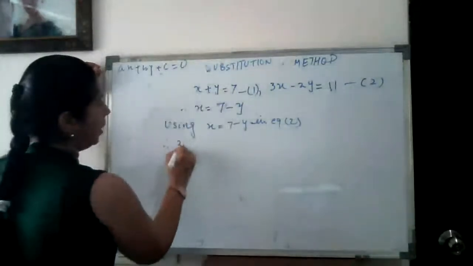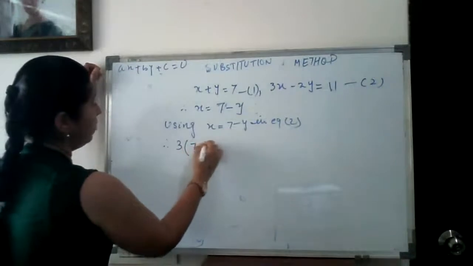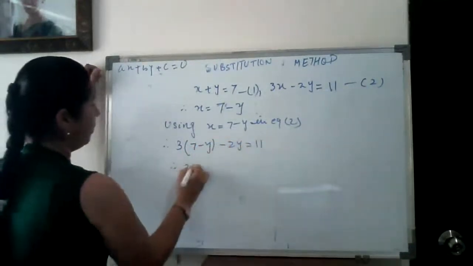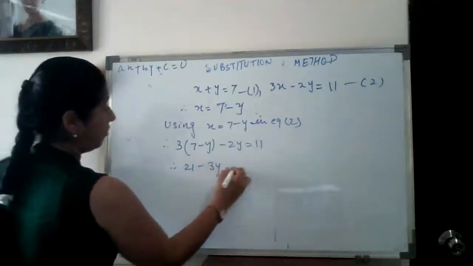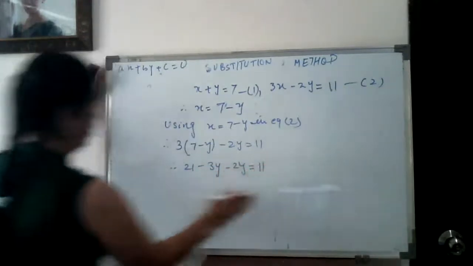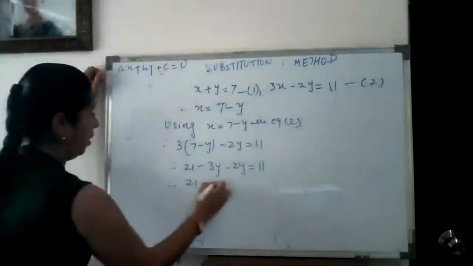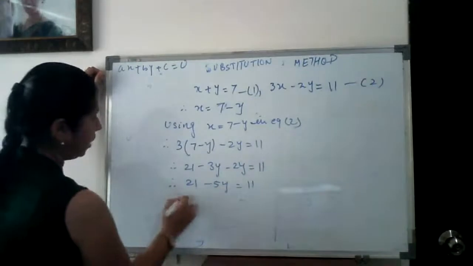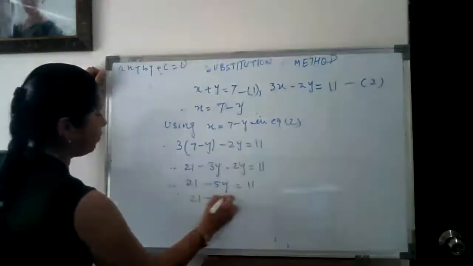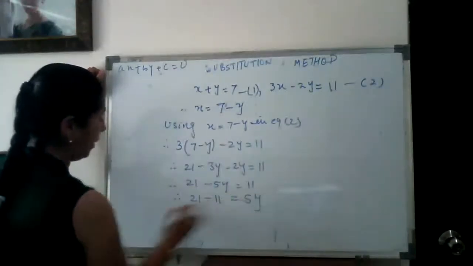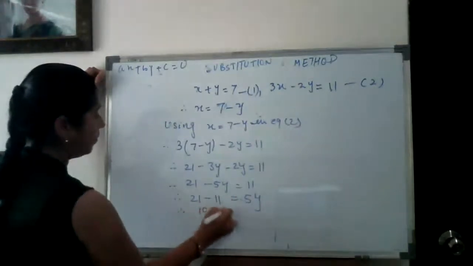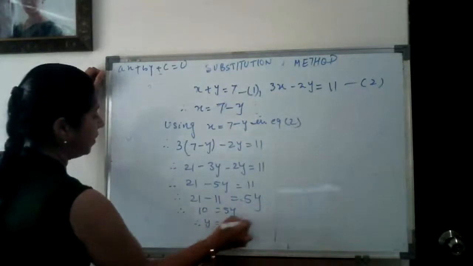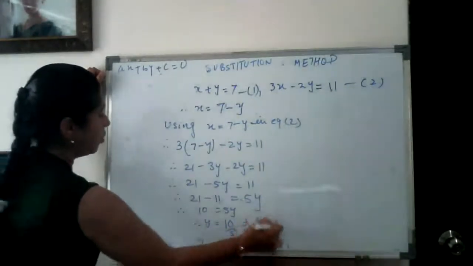So therefore 3 into 7 minus y minus 2y is equal to 11. So 21, opening the bracket, be careful. So therefore 21 minus 5y is equal to 11. 5y I will write as positive, so I'll give this number on this side. This becomes positive, so what do we get, 10, and therefore y is equal to 10 upon 5, that is y is equal to 2.